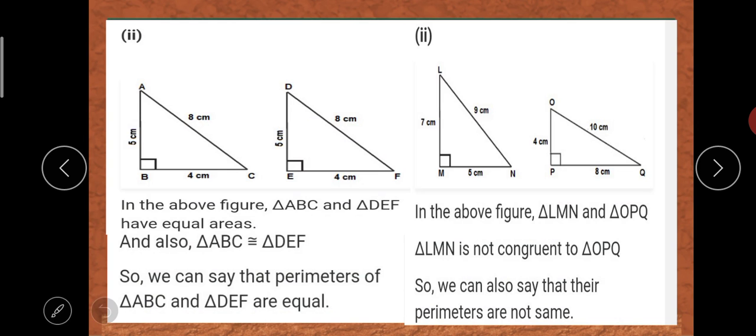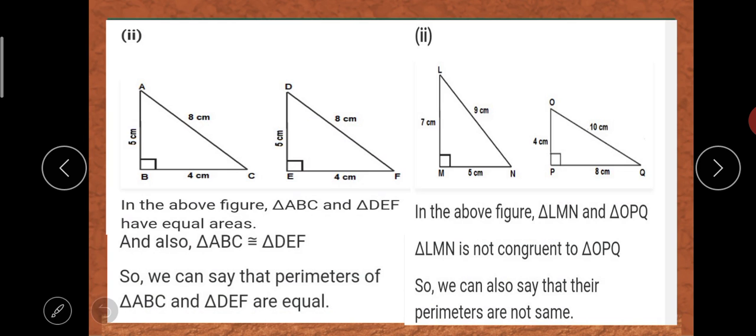When we do the addition of that number, we will get the same number here. Now in the second question, we have to show that the triangles are not congruent. So here, see the two figures: triangle LMN and triangle OPQ.